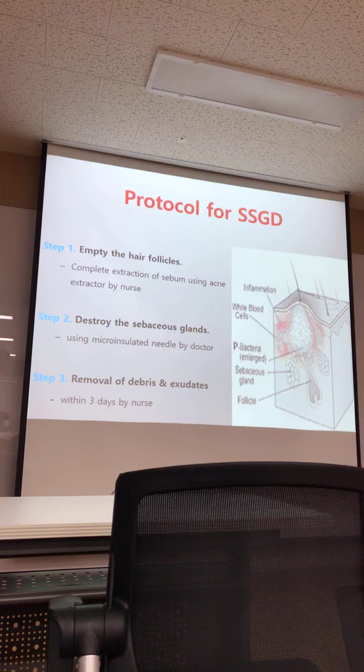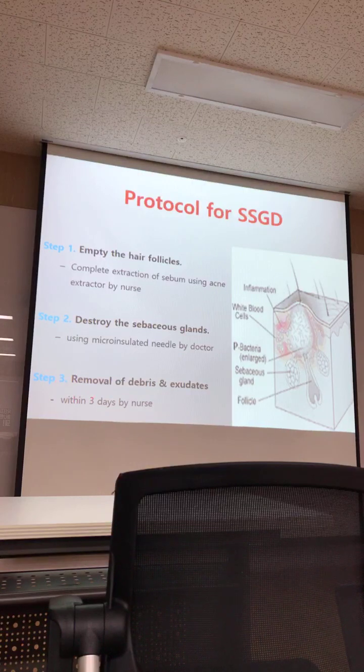This is the usual acne pimple. There is sebum, and this is the sebaceous gland. So our target is not the sebum. Our target is the sebaceous gland. Too much sebum disturbs the delivery of the RF energy to the sebaceous gland. So step one should be to extract out the sebum first with an acne extractor, and then we destroy the sebaceous gland with Agnes.